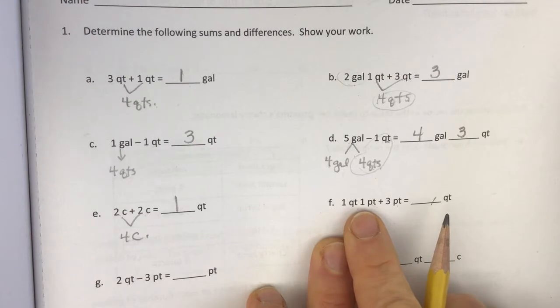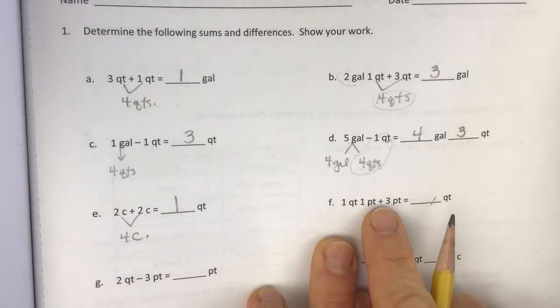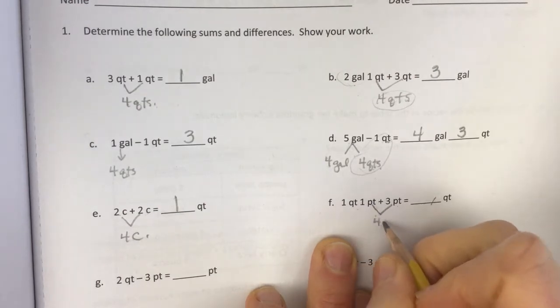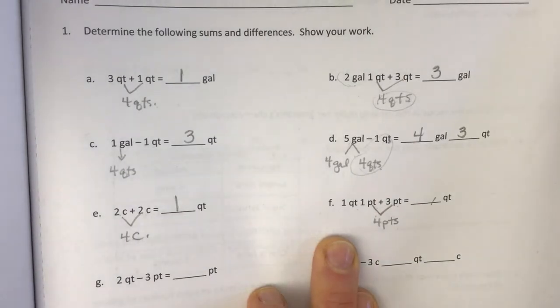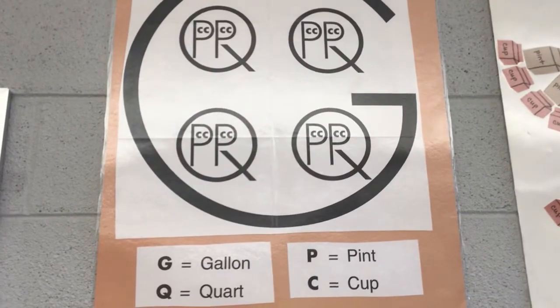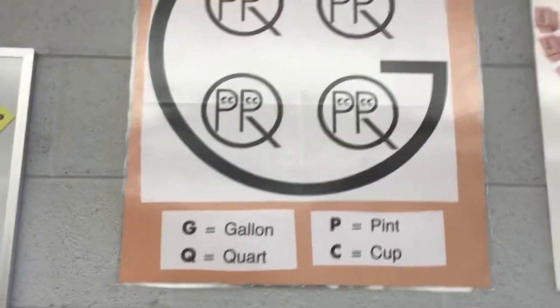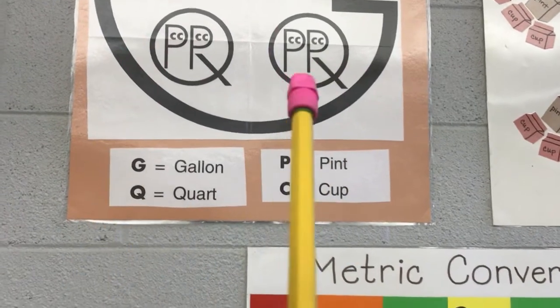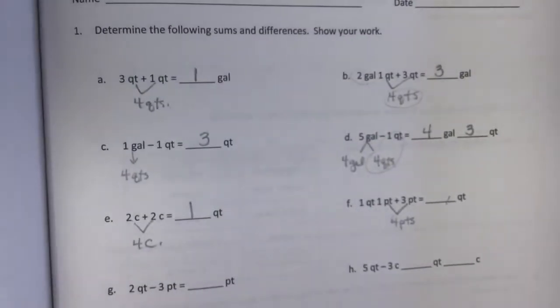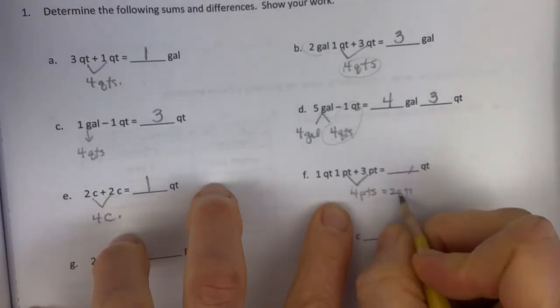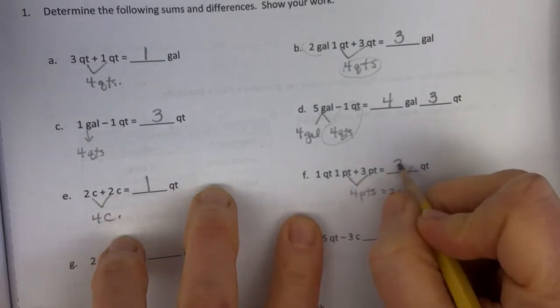1 quart, 1 pint, plus 3 pints. Let's add our pints together. That would give me 4 pints. Let's look. 4 P's would be equal to 2 Q's. I see 1, 2, 3, 4 P's, so that's 2 quarts. So if this is 2 quarts, and I add it to this 1 quart, I get 3 quarts.